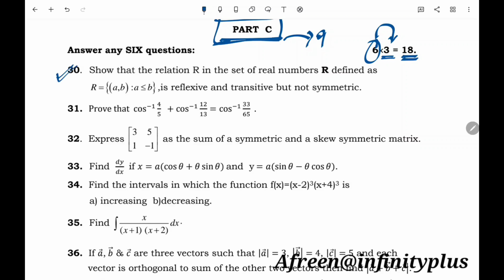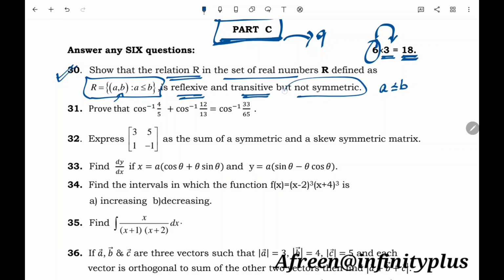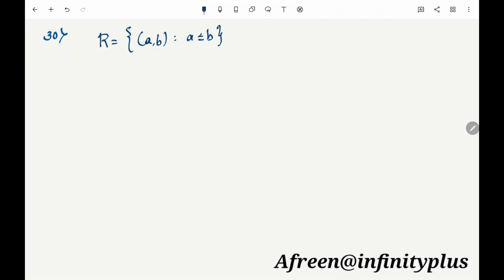First question in 3 marks: show that the relation R in the set of real numbers defined as, they have given the relation here, which is the set of ordered pairs (A, B) where A is less than or equal to B. So the condition for the relation is A is less than or equal to B. We have to check whether it is reflexive, transitive, and we have to show that it is not symmetric. So let's move ahead to solve this sum.